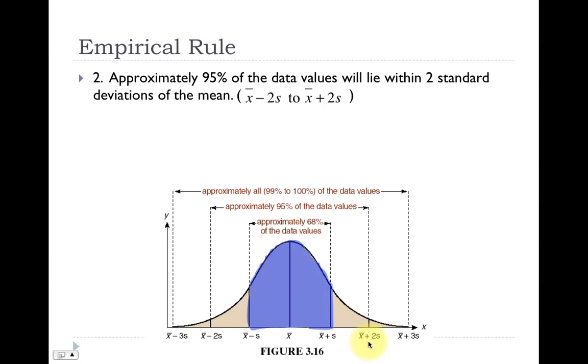And if we shade that area in, this reddish area represents 95% of all the data values. So 95% of all the data values in the distribution will lie within 2 standard deviations, so from x bar minus 2s to x bar plus 2s.